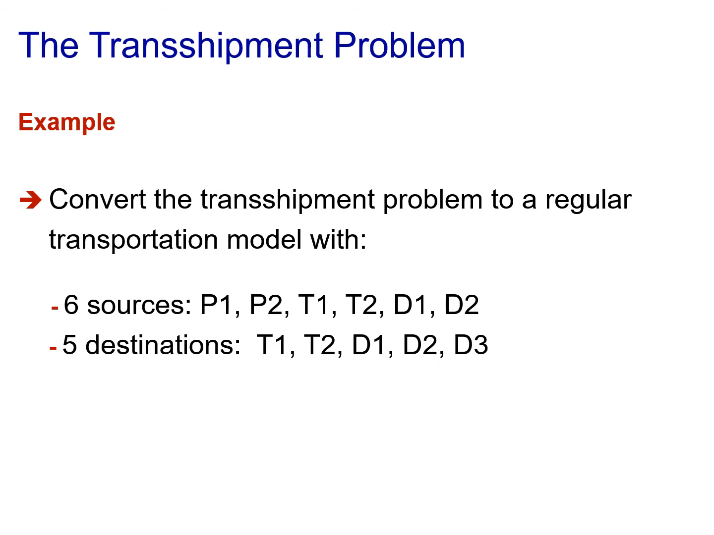Let's see how to convert a transshipment problem to a regular transportation problem. For our example, in this transportation problem, we will have 6 sources. Why is it 6? Because of this. P1 and P2 are pure supply points. So we write all pure supply points as sources. But plus, we include the transshipment nodes as supply nodes or sources. So pure supply plus transshipment nodes will be your sources.